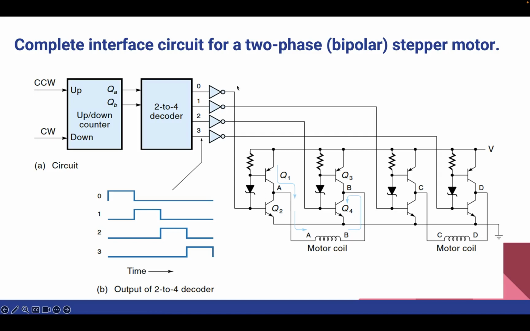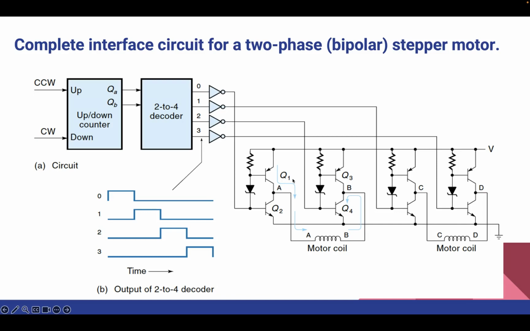Now let's focus on the output of the decoder. When the counter counts up, typically in response to a counter clockwise pulse from the controller, this output serves as the basis for driving the motor coils. Now to translate these timing signals into motor coil activations, we use power amplifiers. This circuit consists of 4 complementary symmetry drivers, each responsible for controlling one end of each motor coil. Now let's see how this actually works.